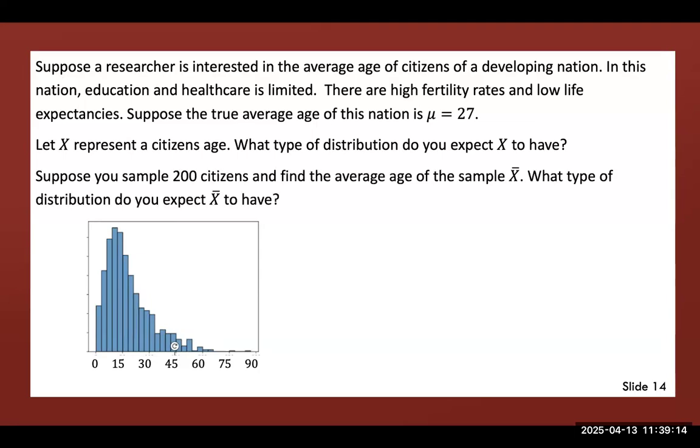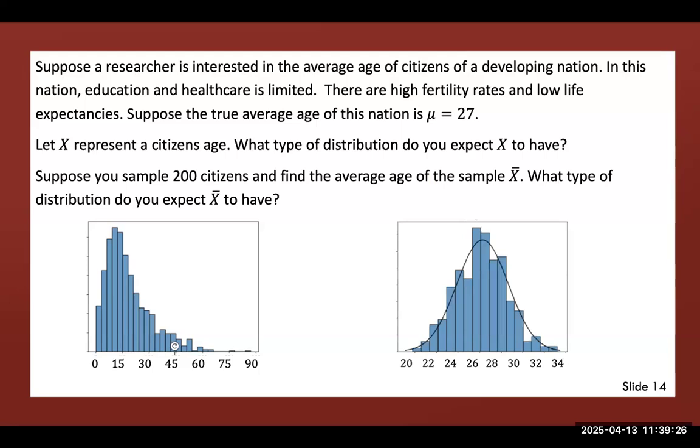Now, suppose you sample 200 citizens of this developing nation and find the average age of the sample, which we call X bar. What type of distribution do you expect X bar to have? That distribution will be nearly normal, according to the Central Limit Theorem. And the mean of that distribution will be around the average age of the skewed distribution. We said that the skewed distribution's average age was 27. If you look at the nearly normal distribution, the average is 27.